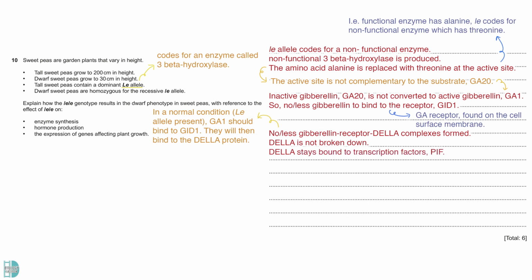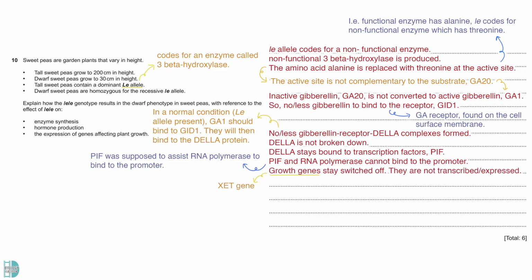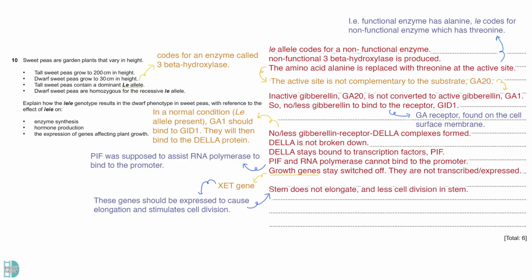The protein stays bound to the transcription factors called PIF. PIF cannot allow RNA polymerase to bind to the promoter. If the transcription factor and RNA polymerase do not bind to the promoter, genes involved in growth are not switched on. These genes, known as the XET gene, are not transcribed or expressed. The genes must be expressed to stimulate cell elongation and cell division. Without them being switched on, the processes do not take place in the stem. This leads to the production of a dwarf plant.